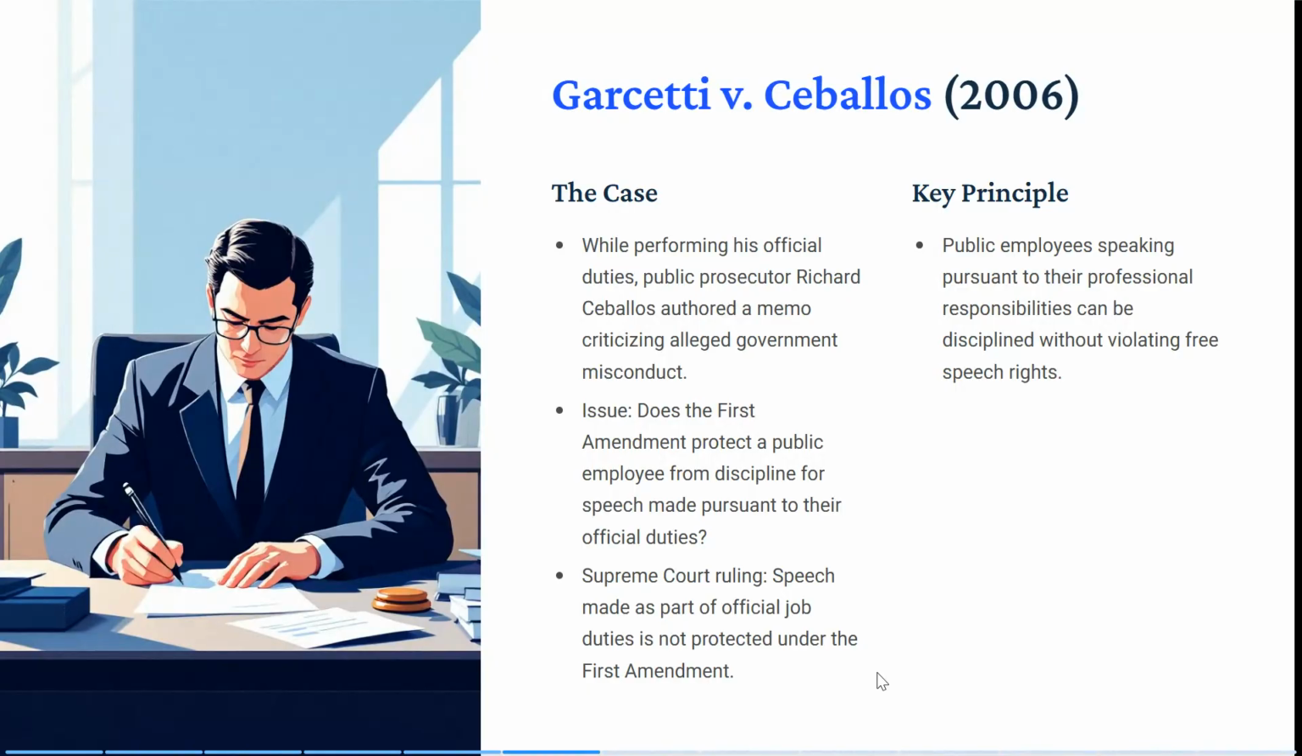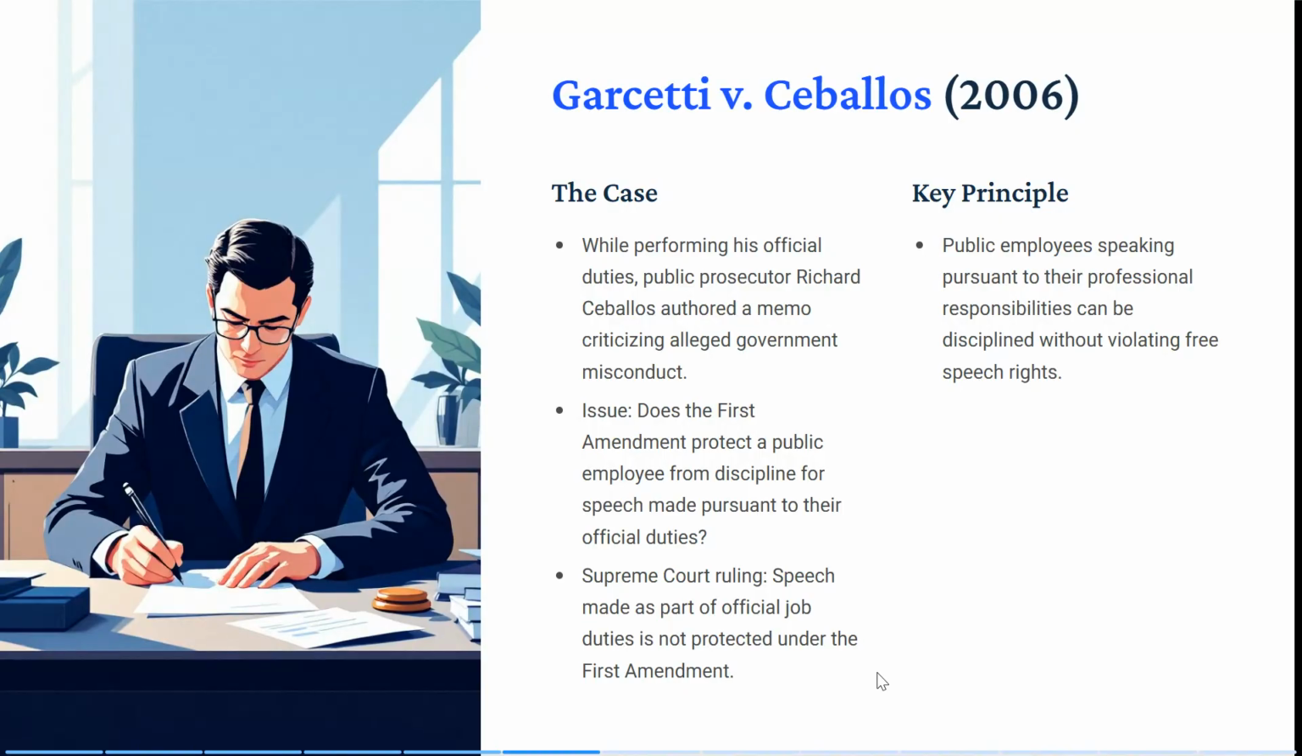If I can back up, in this case, Richard Ceballos authored the memo while he was on the job. It's important to note that he made this while he was on the job. Therefore, the Supreme Court ruled that speech made as part of official job duties is not protected under the First Amendment. This established a key principle that public employees speaking pursuant to their professional responsibilities can be disciplined without violating free speech rights.